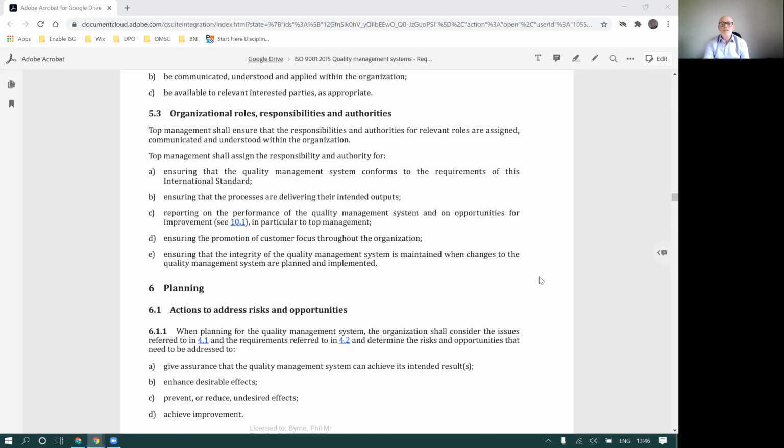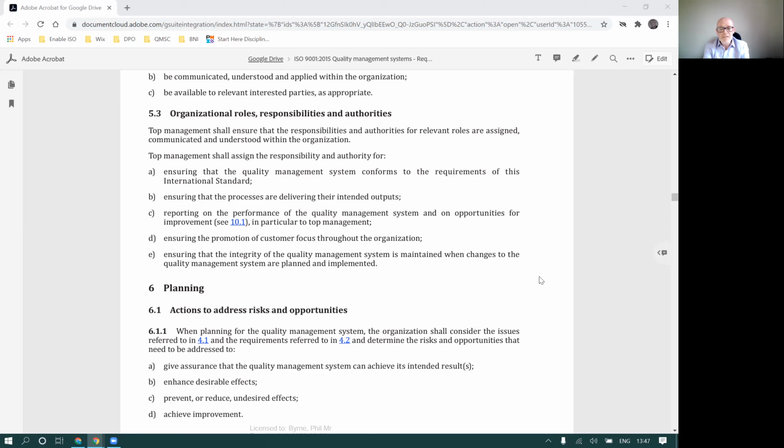Okay. So first of all, we've got to take the first line of the criteria. Top management shall ensure that the responsibilities and authorities for relevant roles are assigned, communicated, and understood within the organization. So let's put the assigned, communicated, and understood bit aside, and let's make sure that the responsibilities and authorities, first of all, are determined. So the second part of the criteria addresses that aspect.